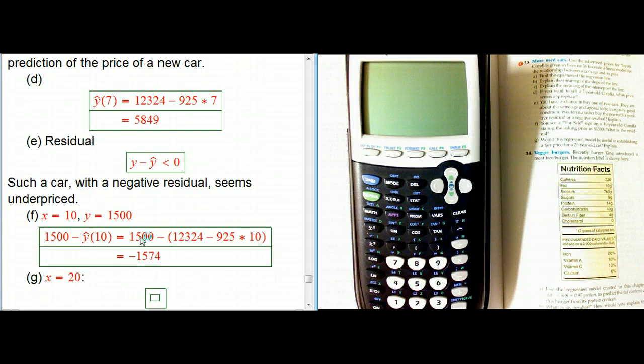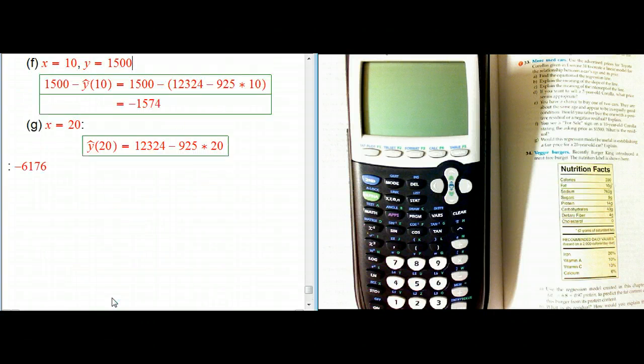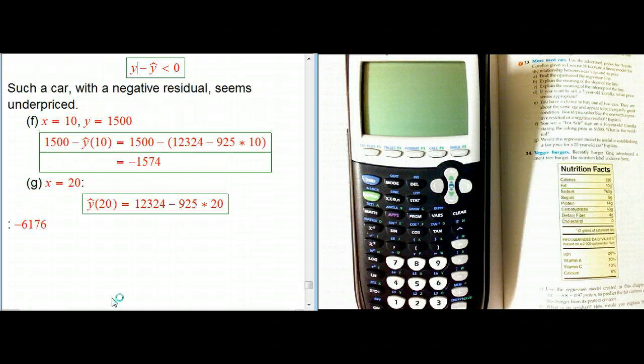Okay, y hat of 20, let's just copy this down and change it to a 20. We're going to see something very suspicious when we put this in. Negative. Now, a 20-year-old car, a 20-year-old Toyota Corolla is somewhat rare, but you can get them to last that long fairly often. And you wouldn't have a negative price for that. So this model is not good for that, and the simple reason here is I'm extrapolating. I'm going way beyond the x values that were used to create the model, and that's never a good idea.